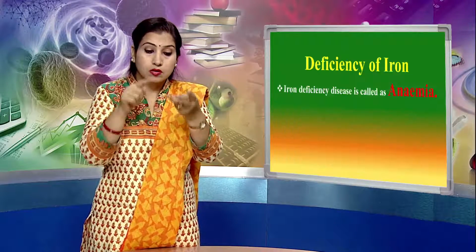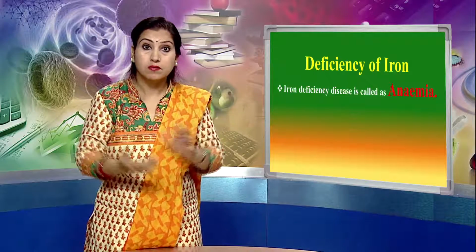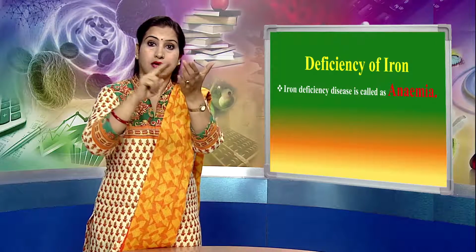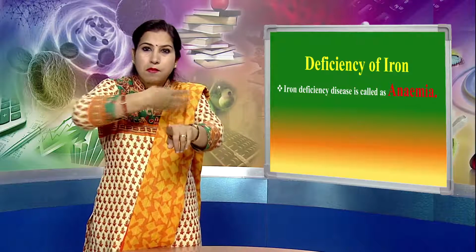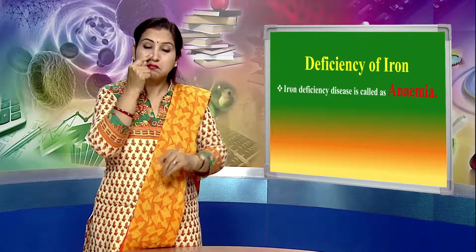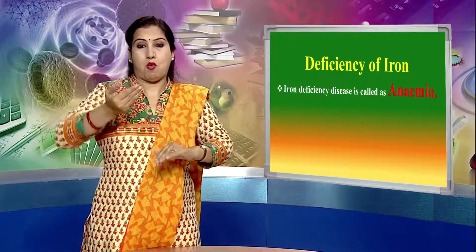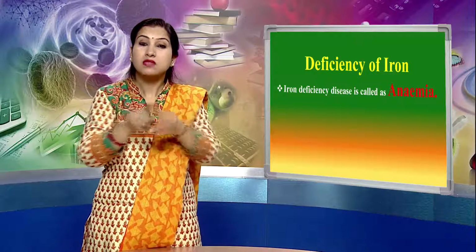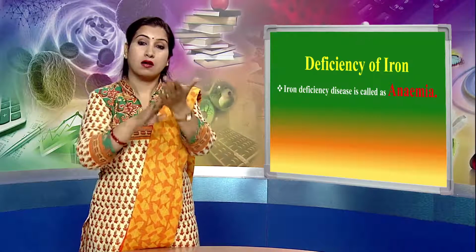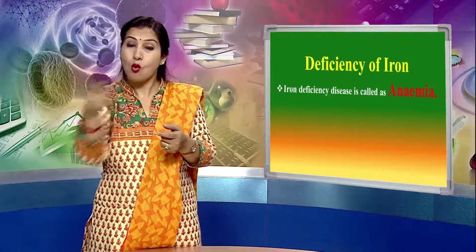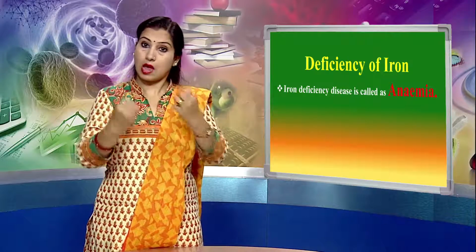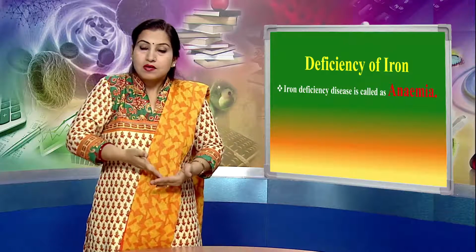Now we will talk about deficiency of iron. Iron deficiency disease is called as anemia. It is highly prevalent in our country, particularly in women and children. Young girls of 12 to 18 years need more iron-rich food in their diet because of menstrual loss of iron. Pregnancy demands extra iron for healthy development and growth of the fetus.